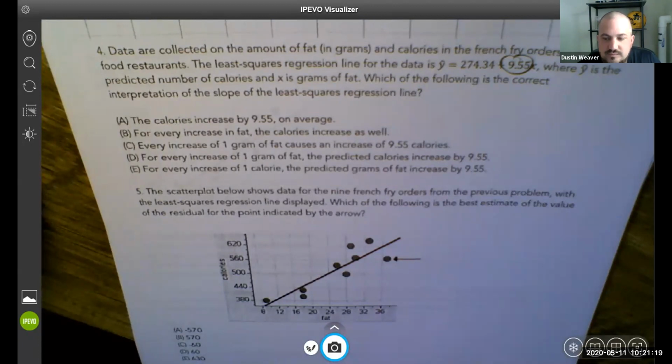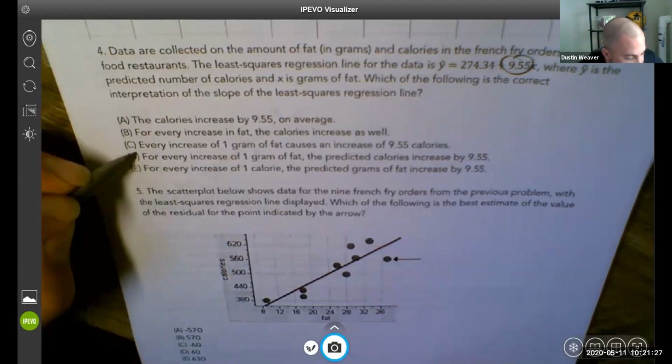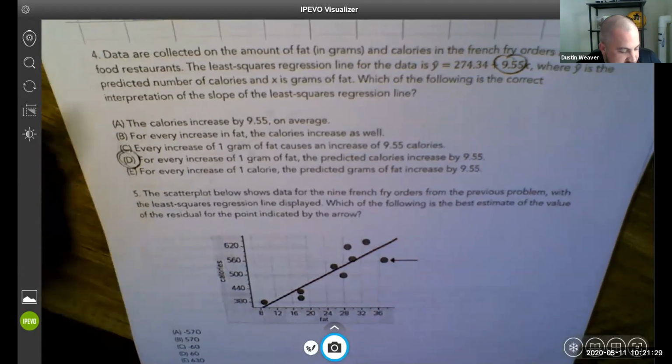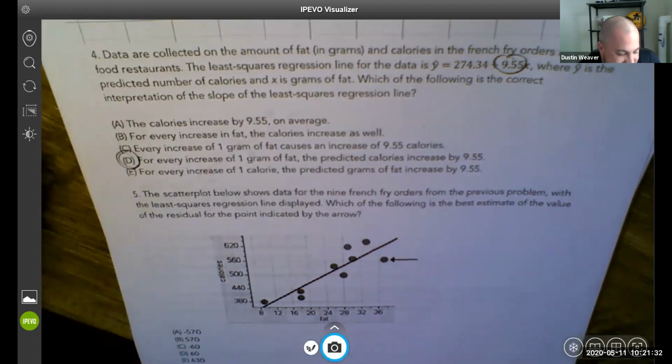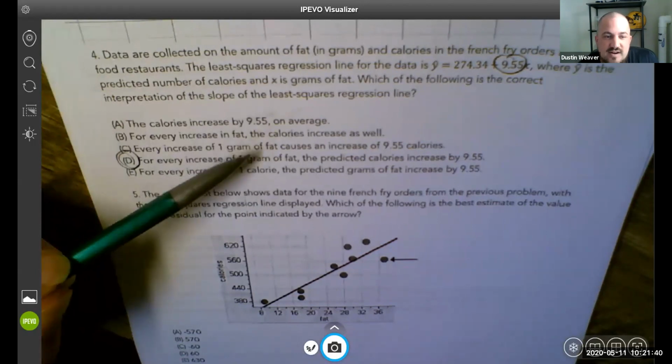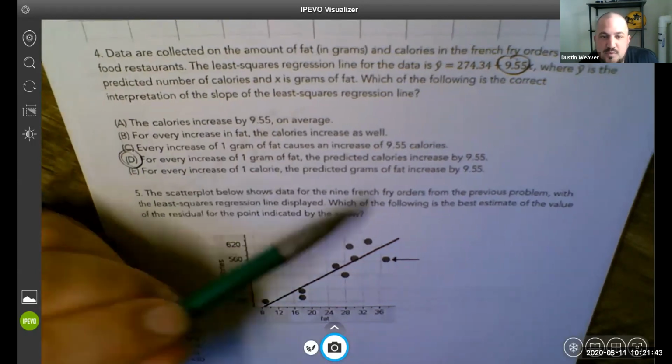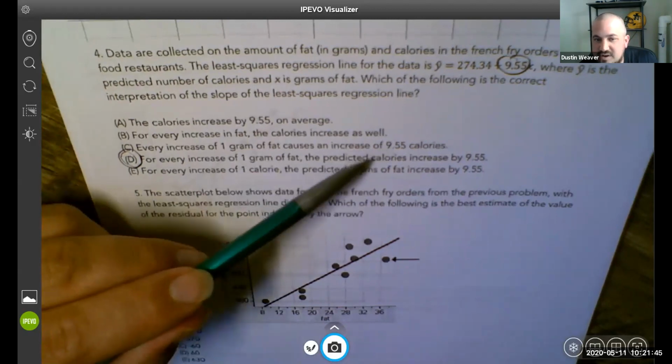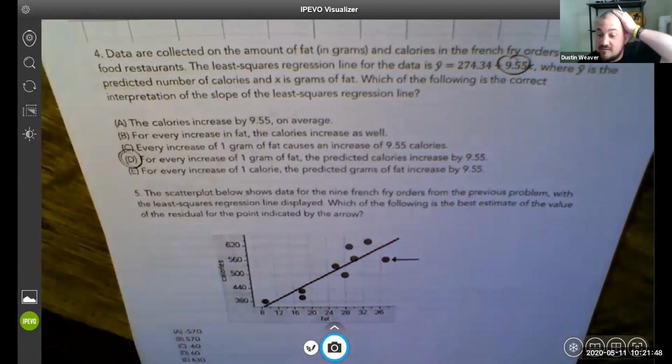Anybody give me that one? The correct interpretation of slope. I like that. D, Will, so that's right. D, for every 1 increase in gram of fat, the predicted calories increase by 9.55. So remember, for every 1 increase in X, that would be fat, the predicted Y, remember it has to be predicted, increase by 9.55. And that's what our slope is for anything. For every 1 increase in X, this is how much Y is predicted to increase by.